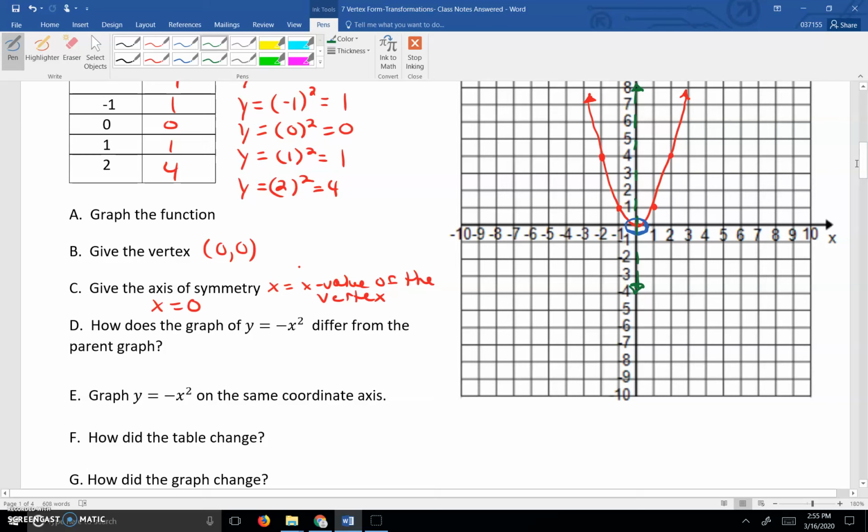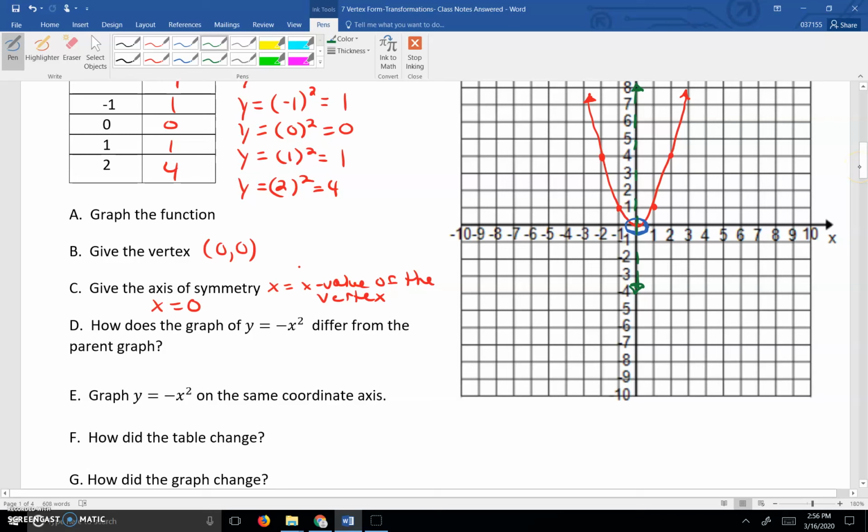Now, if I want to look at the graph y equals -x squared, that's going to have a negative a value. So I should be able to tell just from looking at that some of the things that are different about the graph. We're going to go ahead and graph that using an XY chart, and then we're going to answer the two questions. How did the table change? How did the graph change?